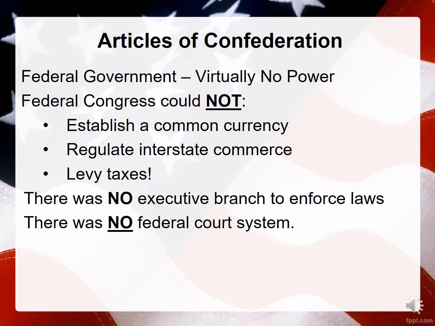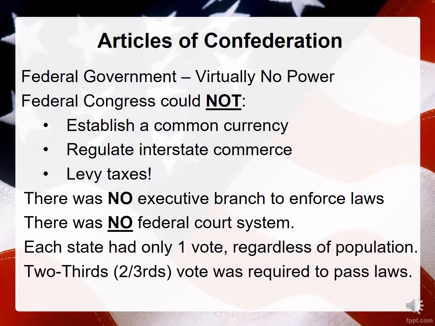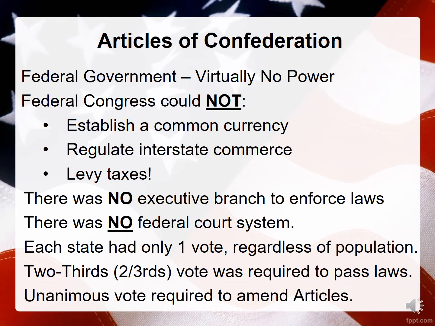There was no executive branch to enforce laws. And there was also no federal court system. So if there was an issue related to federal legislation, if there was an issue between states, there was no federal court system by which to adjudicate any of the federal legislation that was being passed or any issues between states. Also, as I mentioned before, each state had only one vote regardless of population. Two-thirds votes were required to pass law, and today a majority is required.